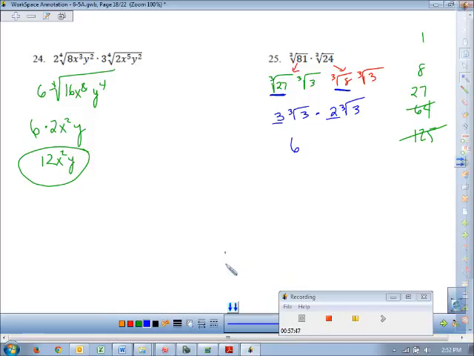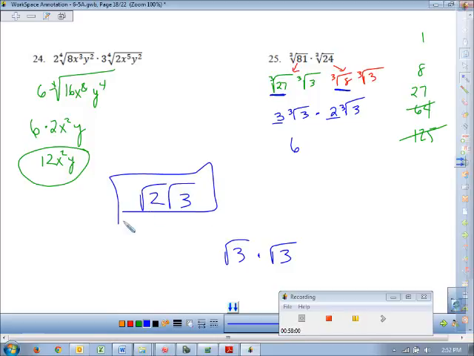Is the cube root of 3 times the cube root of 3 equal to 3? The square root of 3 times the square root of 3 is 3, correct? But what's the cube root of 3 times the cube root of 3? Check this out. What's the square root of 2 times the square root of 3? What's that turn out to be? Square root of 6. What's the cube root of 3 times the cube root of 3? It's not 9. It's the cube root of 9. Is 9 a perfect cube? No. And that's it.